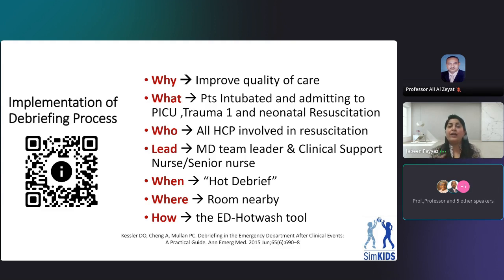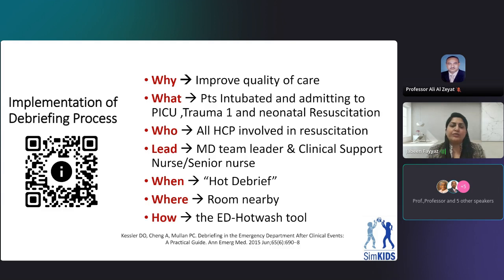What we do, our triggers for acute event clinical debriefing are intubated patient, if they are getting admitted to PICU, any trauma one, which is an acute multi-system trauma, or any acute neonatal resuscitation. All healthcare professionals who are involved in resuscitation, even if it's a social worker, a clerk, or a child life support person, they all sit together and talk about it. The lead is usually the MD team lead and the clinical support nurse or a senior nurse. We do it hot, immediately after resuscitation, in any room which is available.